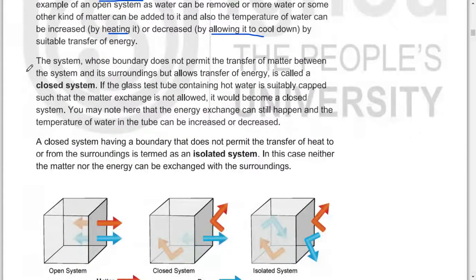The system whose boundary does not permit the transfer of matter between the system and its surroundings but allows transfer of energy is called a closed system.